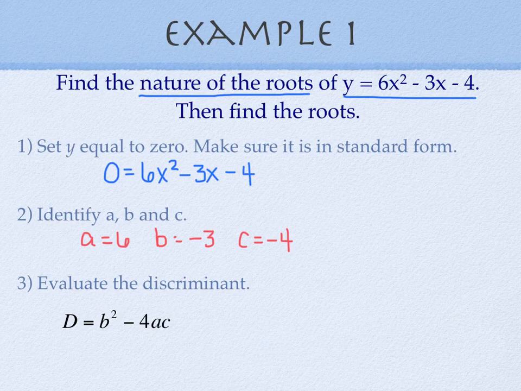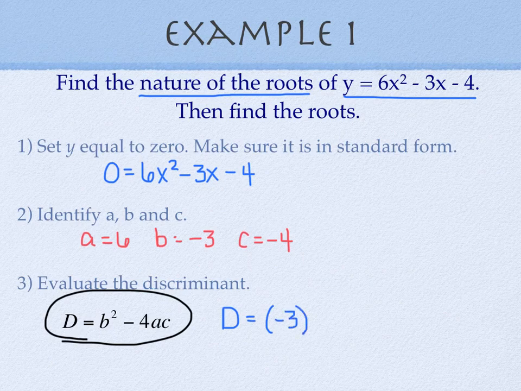So the first thing I'm going to do is evaluate just the discriminant. And remember, the discriminant is just this piece of the quadratic formula. So I'm not doing the whole quadratic formula, I'm just doing this piece. So to find my discriminant, I'm going to do b squared, putting it in parentheses because it's negative, minus 4 times 6 times negative 4. So I'm just evaluating that piece of it. Give me a minute because I'm going to have to calculate it. 9 minus... comes out to be 105.